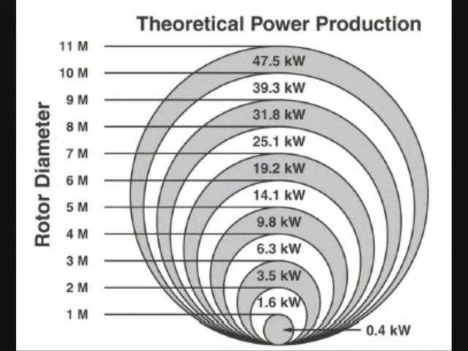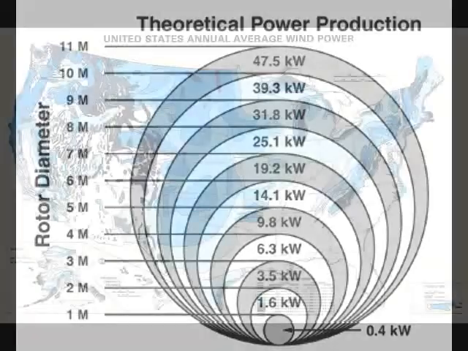Now you can see that the way to take advantage of the wind power is through the size of the blade. While a 1-meter blade produces less than half a kilowatt of power, an 11-meter blade, only 11 times longer, produces 47.5 kilowatts. So that's why these blades are so enormous, because they want to collect a large surface area.